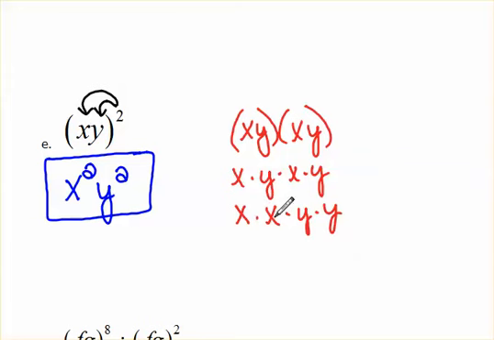And then x times x can be written more compactly as x squared, and y times y can be written more compactly as y squared. So that's what's really going on there.